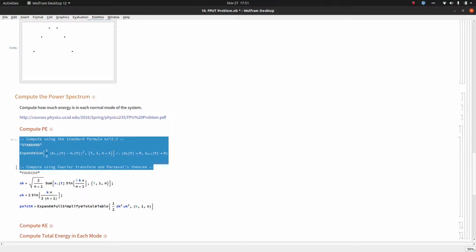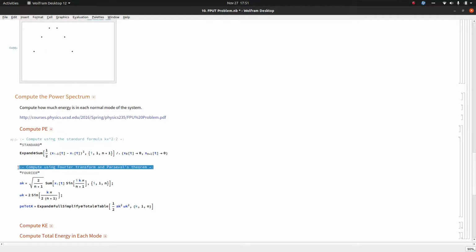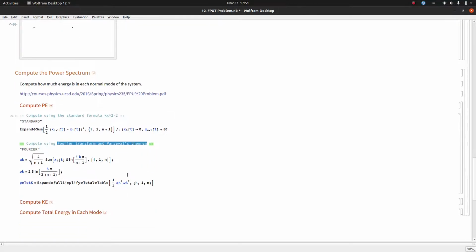Now, again, I'm not going to go through the math of proving this, but there is a thing you can do called a Fourier transform. If you want the equation for it, you can look it up here. You can also look up tons of YouTube videos on the Fourier transform. But we are going to use the Fourier transform and Parseval's theorem to compute what the energy would be in terms of these Fourier components. So these Fourier components tell me how much of each normal mode the system has.